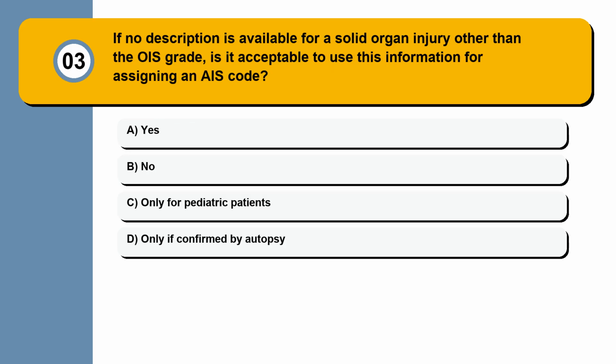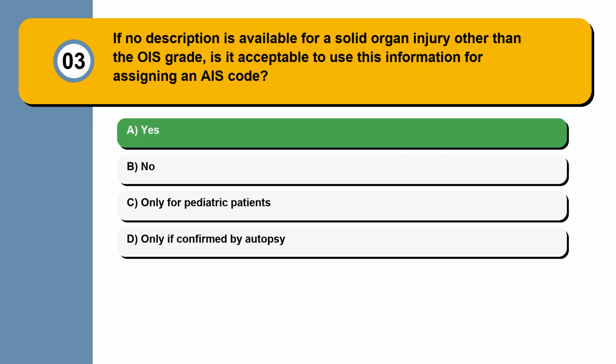Question 3. If no description is available for a solid organ injury other than the OIS grade, is it acceptable to use this information for assigning an ACE code? Yes, no, only for pediatric patients, only if confirmed by autopsy. Yes, it is acceptable.